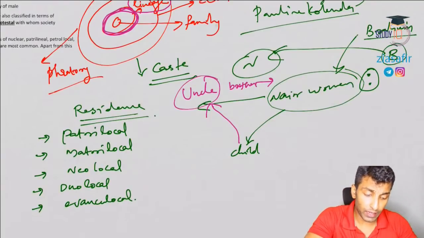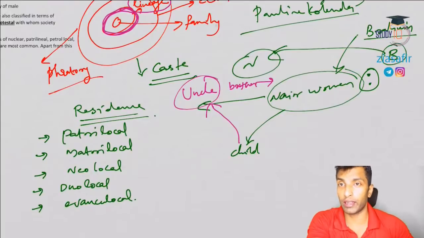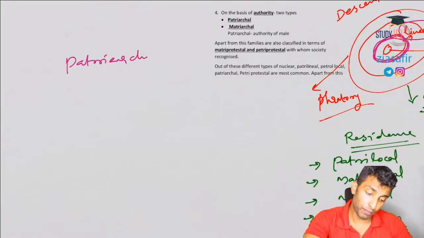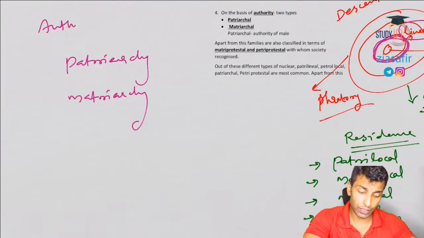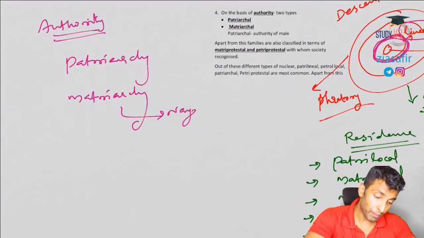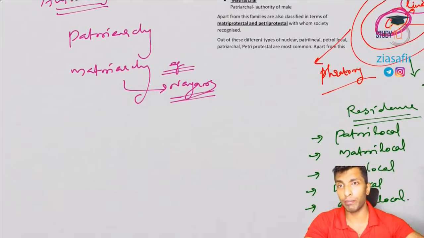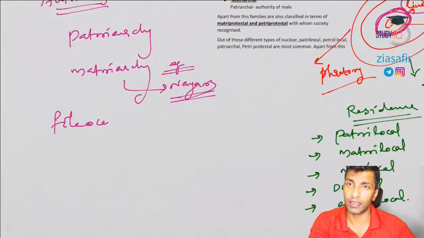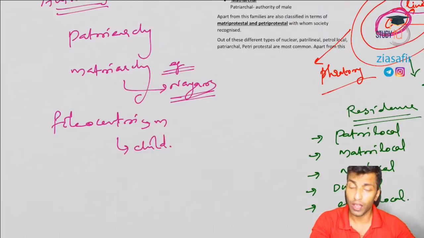Apart from that, authority. On the basis of authority, authority means who is more recognized in society or who is exercising the power within the family. If it is a male who is exercising power, or the male who is taking the decisions, it is a patriarchal society, patriarchy. If it is female, it is matriarchy. Examples of matriarchy that we talk about are the Nairs of Kerala, the Khasis of Meghalaya, and some Nilgiri tribes.